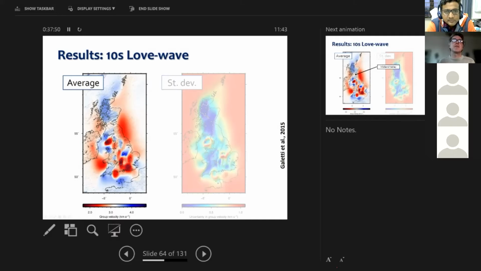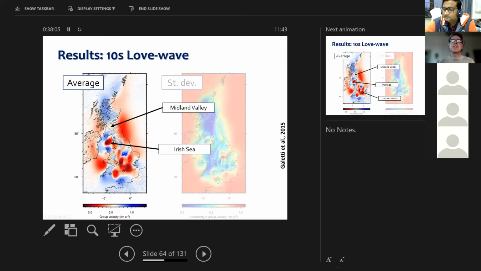So we can see the Midland Valley. I live in Edinburgh here, Glasgow's there, and this valley is full of sediments. And so we see a slightly lower velocity there, which is good. That's what we would expect. We can also see this deep low velocity in the Irish Sea basin, and we're going to look at that one in detail later. And deep low velocities around London basins, and they're very deep basins there.